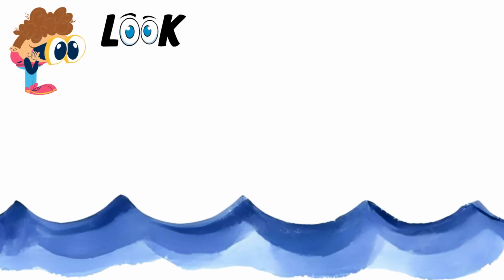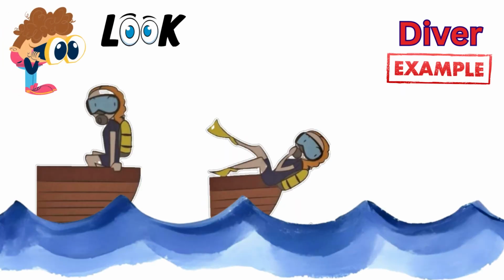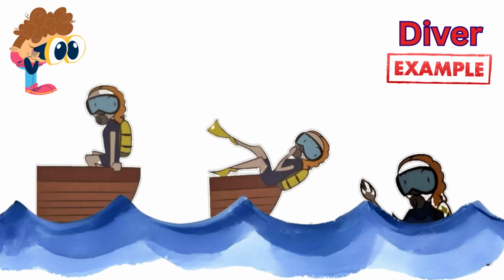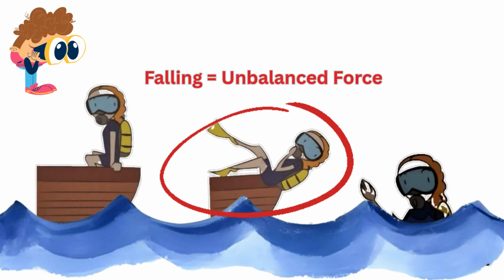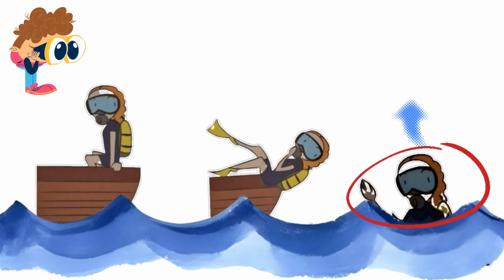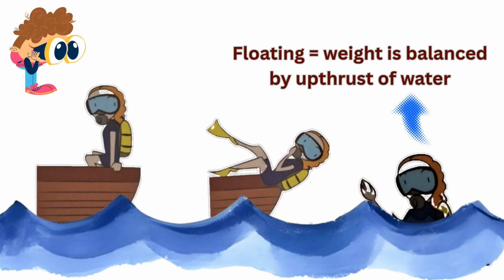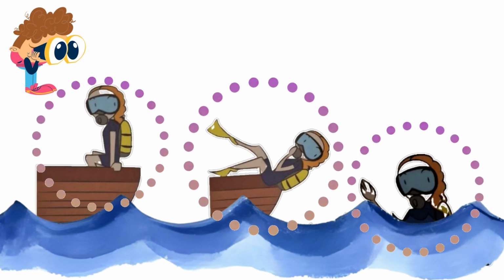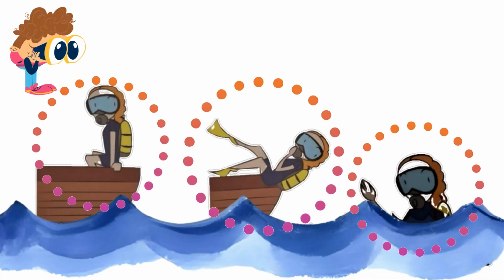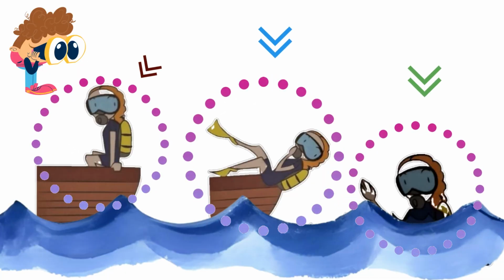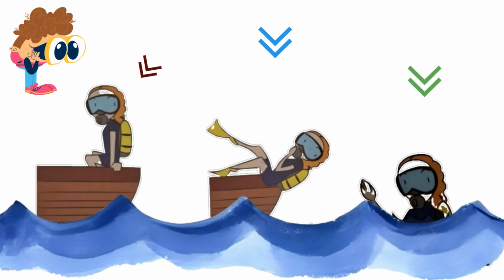Look at the diver pictures. Why is the diver moving in one picture but not in another? On the board: standing forces are balanced, falling forces are unbalanced, floating weight is balanced by upthrust of water. Okay, look carefully at these three pictures of the diver. In all three pictures, forces are acting on the diver, but the effect of the force is different in each situation.